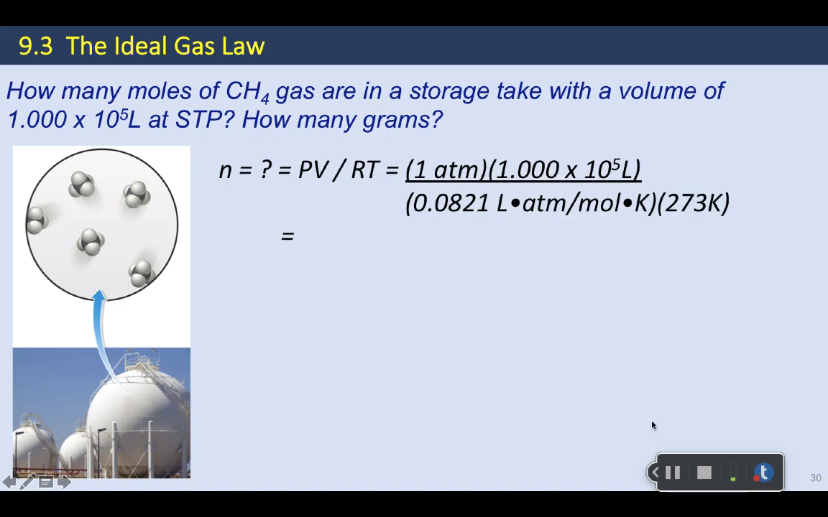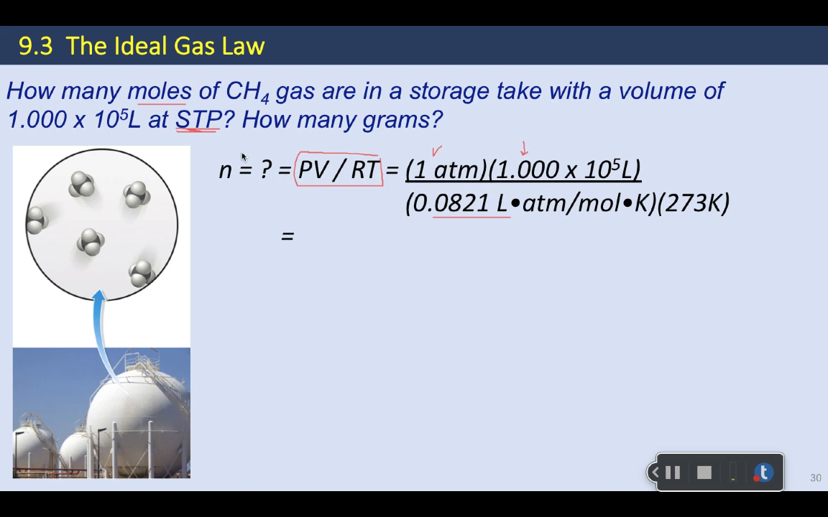So how we set up this problem is using the ideal gas law. We're looking for n, the number of moles, right? Which is, in this case, going to be methane gas, and it's pressure times volume divided by R times T. So the pressure is shown to be 1 atmosphere if it's STP, standard temperature and pressure. The volume is given here as 1.000 times 10 to the 5th liters. It's a big number, but oh well, it's a storage tank. The value of R is a known value, and I'm going to put in 3 sig figs worth, liters times atmospheres divided by moles times Kelvin. And then standard temperature would be 273 Kelvin.